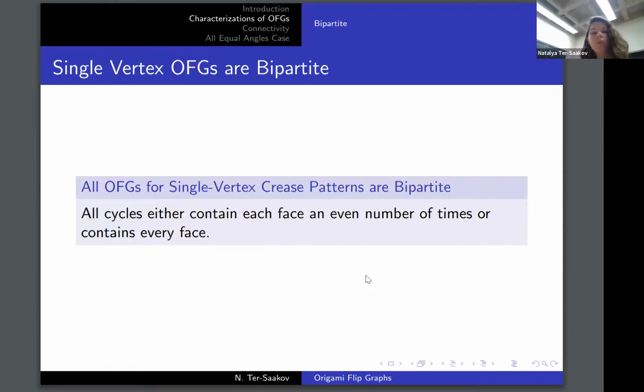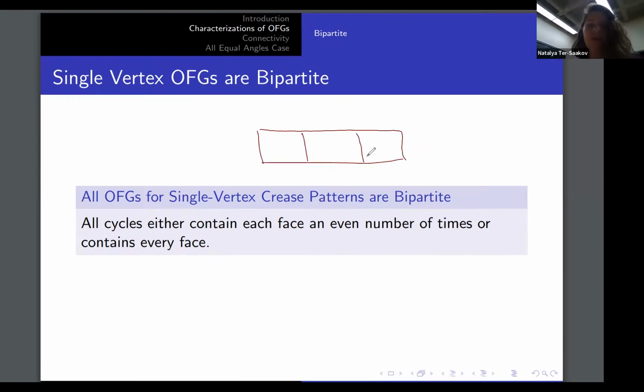Thank you. We also discovered that all origami flip graphs for single vertex crease patterns are bipartite. This is not true in general. You can get a very simple crease pattern that has two vertices, and the origami flip graph for this crease pattern is not bipartite. You have a 3-cycle. But for the single vertex crease pattern, they're nice and bipartite.